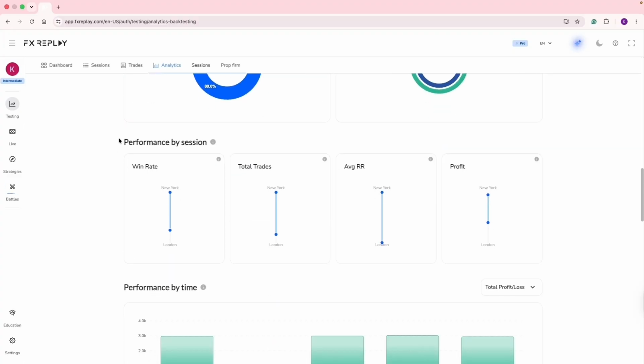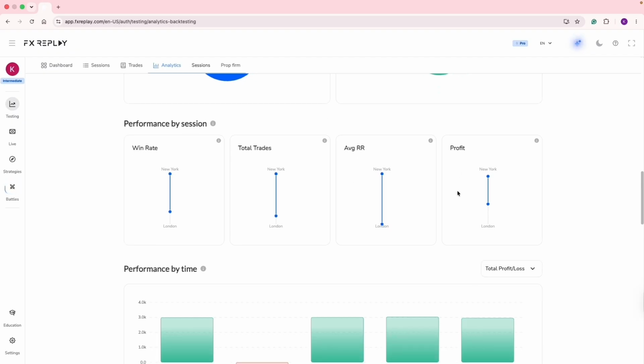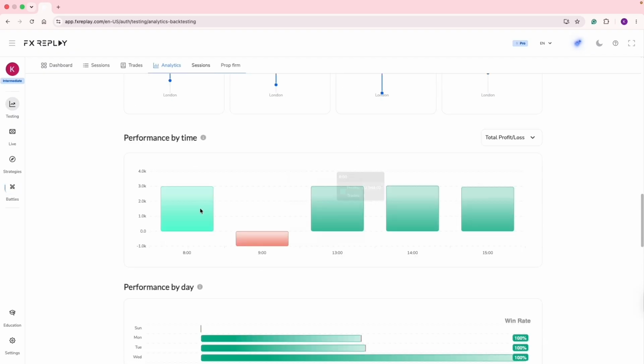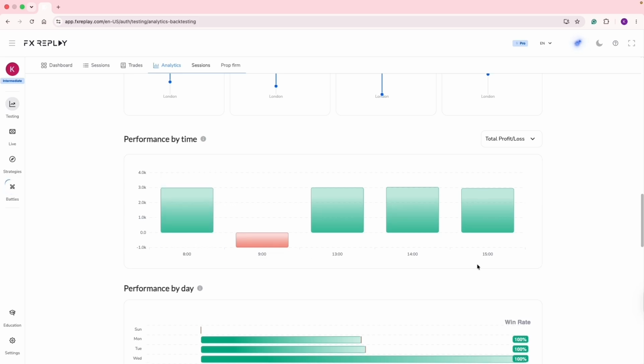And again, you've got performance by session. So you've got the win rate, the total trades, the average RR, and the profit. And then you've got performance by time, which is important. As you can see, all my trades were entered within my trading window. I trade from the UK, so depending on daylight savings, it's from 7 till 4 p.m. That's when I enter trades.